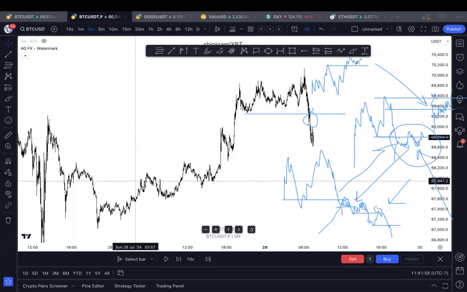So if you do get a break structure, and if you do start to retrace back down, no break structure, just continue down, it's likely that it has been SFP'd and it's going to go to the other POI.